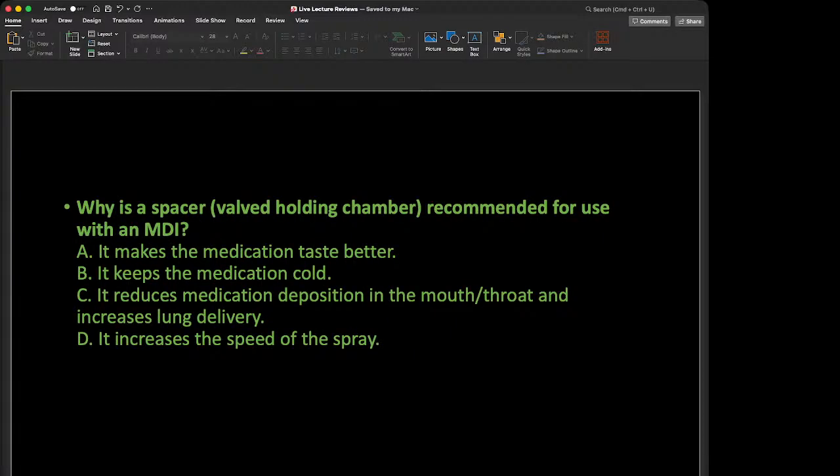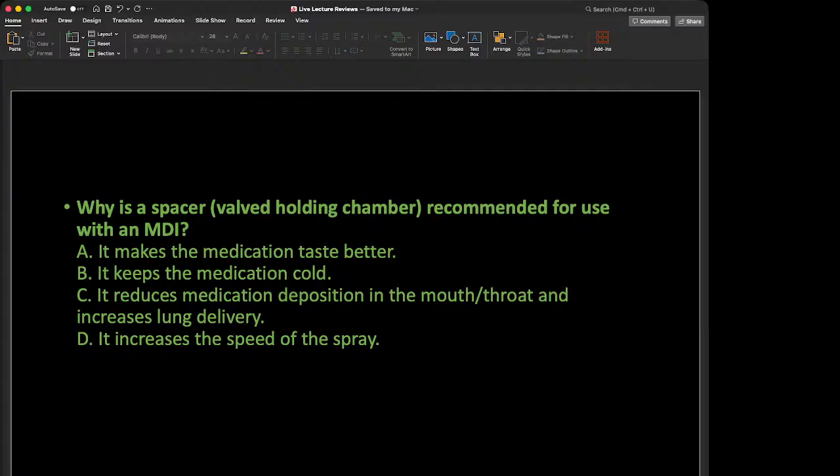And then, why is a spacer recommended for use with an MDI? I don't think the medication is going to taste any better with the spacer. It's just going to help keep it under control, but it's not going to make it taste better. So obviously option A is out. Option B says to keep medication cold. Option C says it reduces medication deposition in the mouth and throat and increases lung delivery.